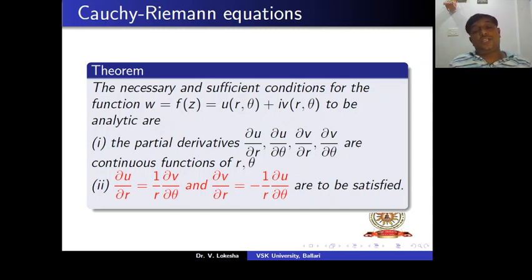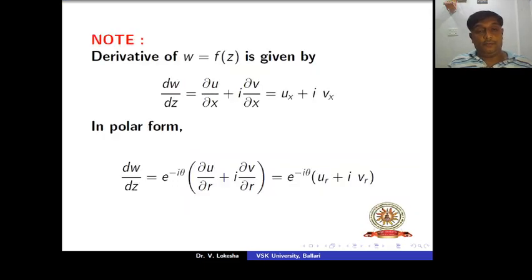If you adopt a procedure exactly similar to what we did in the Cartesian form, here also you get the proof for the Cauchy-Riemann equations in polar form. The derivative of w is equal to f of z is given by dw by dz is dou u by dou x plus i times dou v by dou x, that is, the representation is ux plus i times vx. In polar form, we can write dw by dz is e power minus i theta into u r plus i into v r.